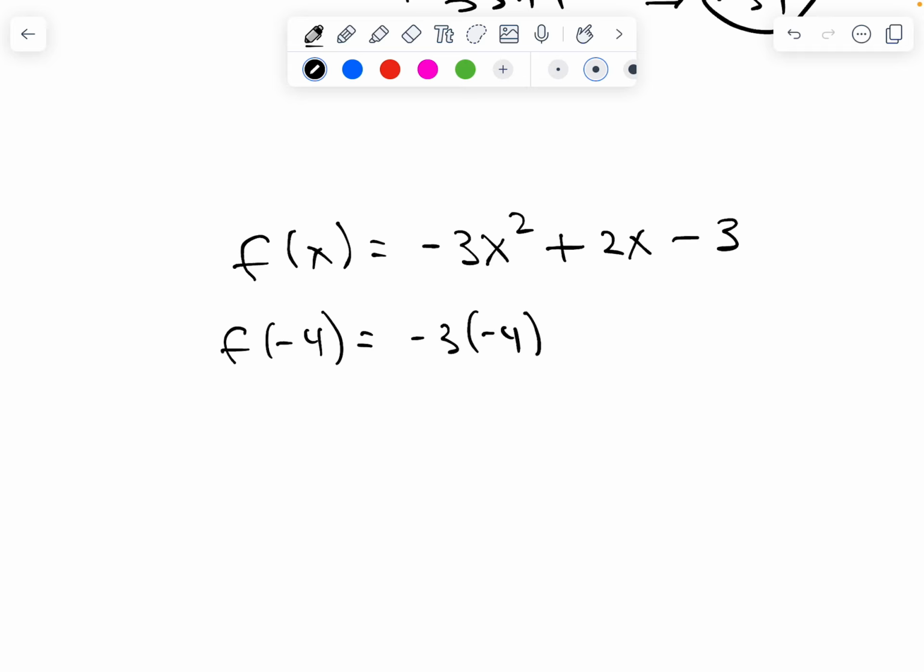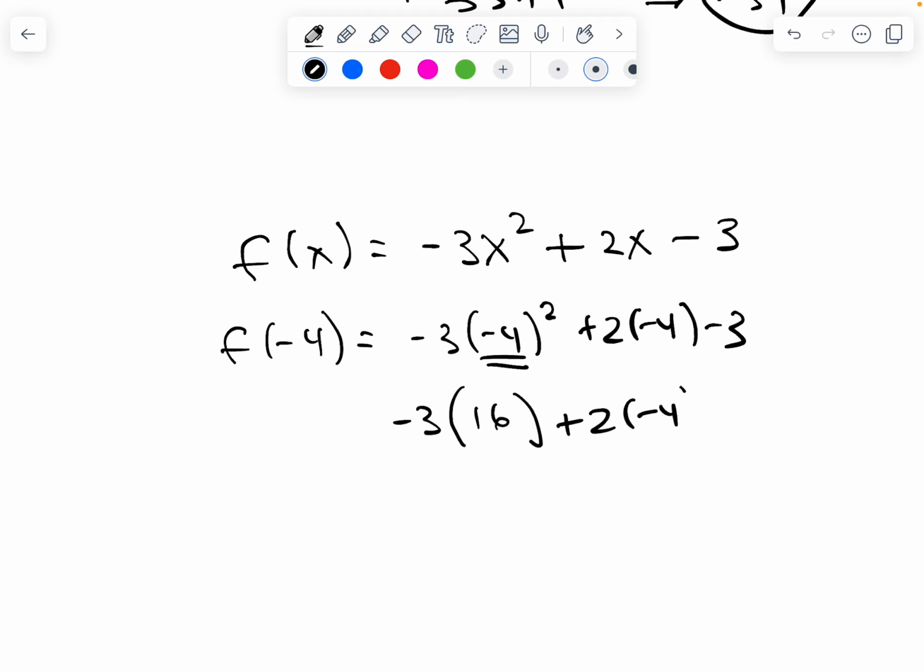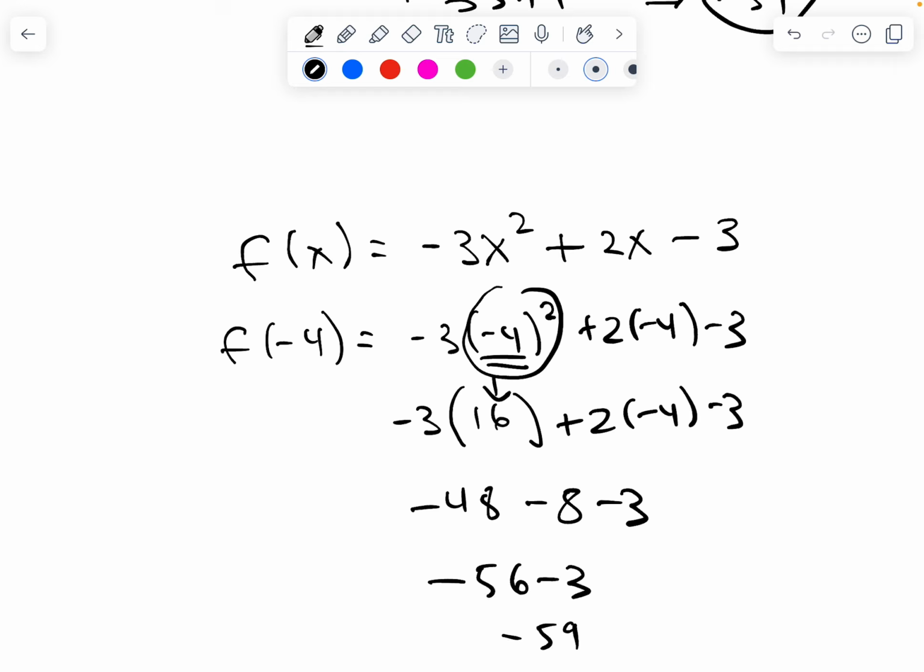Negative 3, negative 4 squared plus 2, negative 4 minus 3. So we're going to keep that negative 3. Negative 4 squared means negative 4 times negative 4. Negative times a negative is a positive. And that's all I did on that step. I only just simplified that to 16. Okay, now we can multiply. Negative 48 minus 8 minus 3. That's going to be negative 56. That's going to be negative 59.